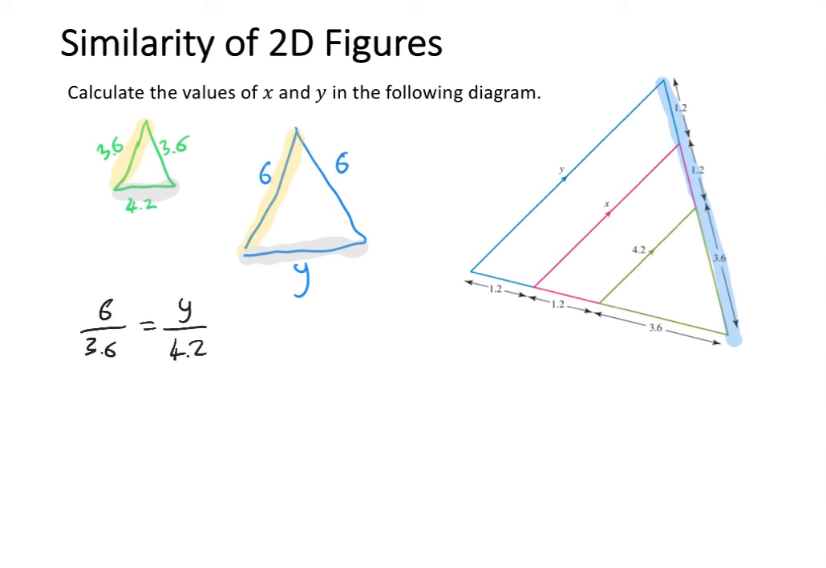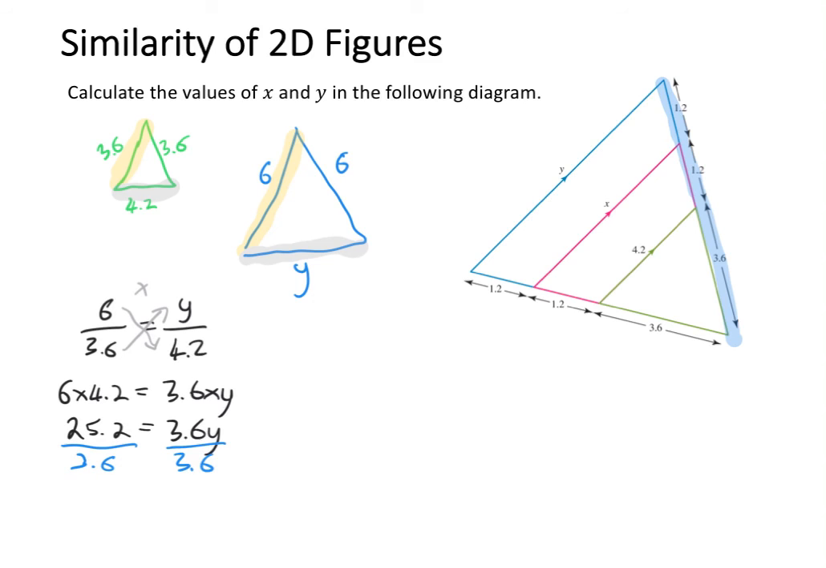Next, I'm going to cross multiply to help solve y. So 6 times 4.2 is equal to 3.6 times y. So 6 times 4.2 is 25.2, which is equal to 3.6y. To find the value of y, I need to divide both sides by 3.6. So 25.2 divided by 3.6 is equal to 7. So y is going to equal 7 units. So there are a couple of examples of how we can calculate the missing side using similar shapes.